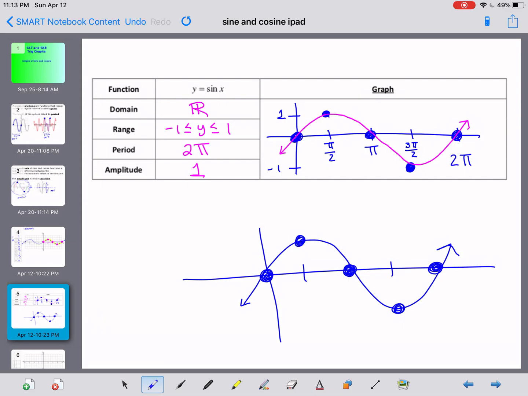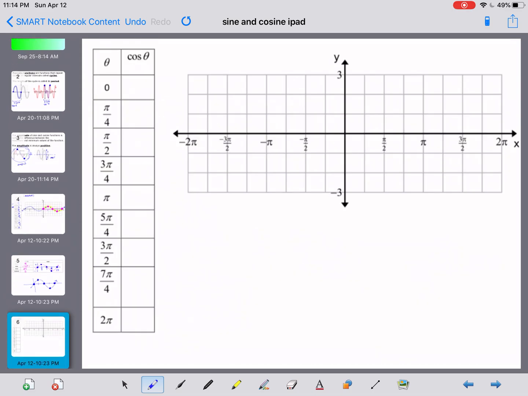Okay, let's talk about cosine. So cosine, we could do the exact same thing. I'm not going to go through the whole chart again. I'm just going to pick out our critical points here. At 0, cosine is 1. So notice it's starting differently than sine did. At pi over 2, we're at 0. At pi, we're at -1. At 3 pi over 2, we're at 0. And at 2 pi, we're at 1. So these are your 5 critical points of cosine.